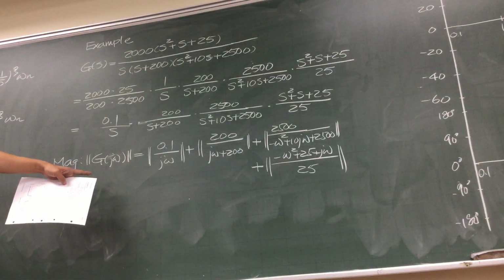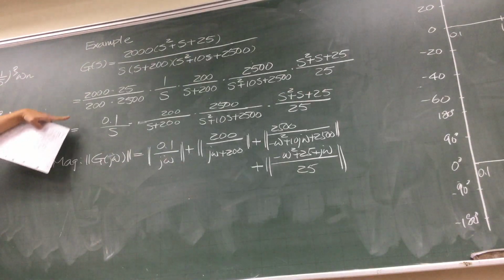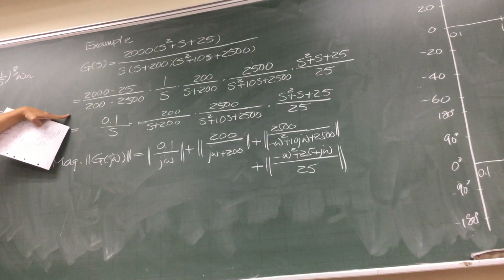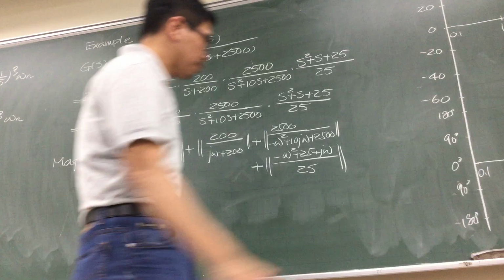Nothing fancy, right? This is just what I repeat over here. The only difference is that in this equation, every variable becomes j omega.